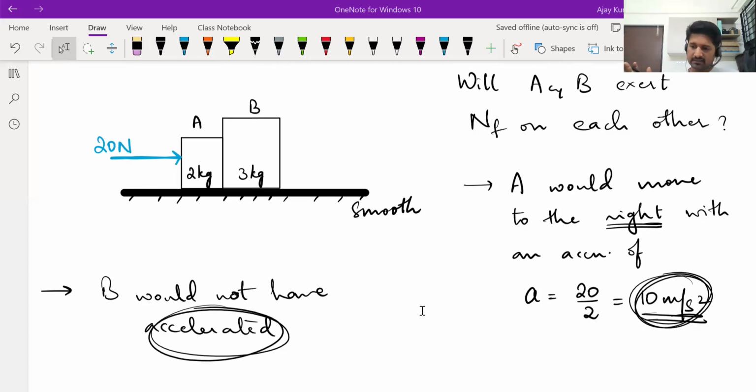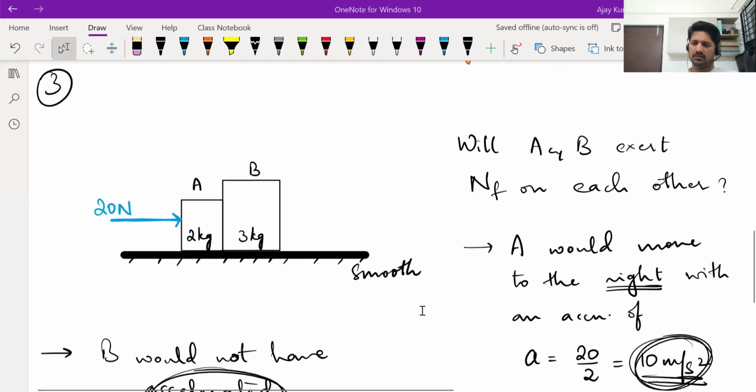Okay, because A has a tendency to accelerate, B does not have that tendency to accelerate, which means B would be standing in the way of A. Then definitely A will push B. There will be a normal force that they exert on each other this time. So the answer, will A and B exert normal force on each other? The answer is yes.